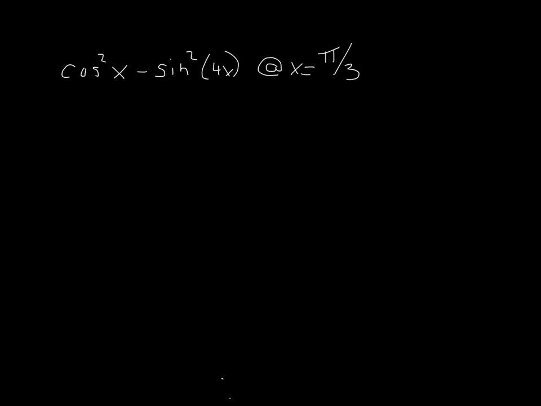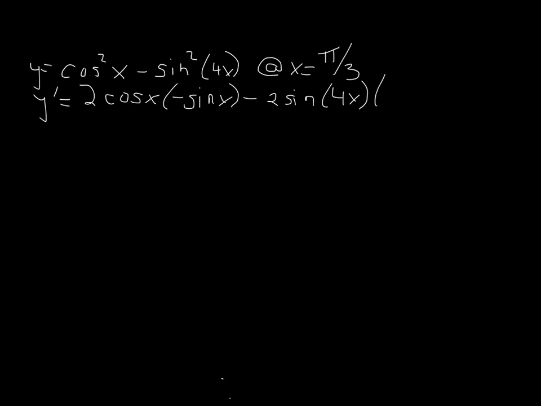So, what we're going to do here is, if this is our function y, then we're going to take y prime, and so we'll get 2 cos x times minus sine x, minus, we got sine squared 4x, so we'll have 2 sine 4x times cos of 4x, times 4 for the chain rule. Okay, so that's your derivative, and you don't even need to simplify it because they're giving you the pi over 3.